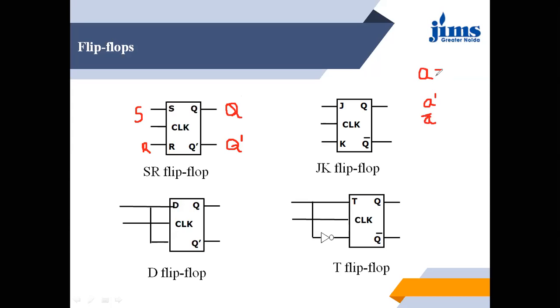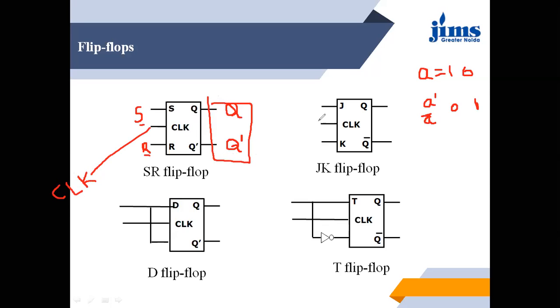So if the value of A is 1, then the value of A bar is 0. If the value of A is 0, then the value of A bar is 1. So there are two outputs, and those are complementary to each other. There are two inputs, S and R, and the third one you can see is a clock pulse, based on which the values are going to be changed in the flip-flops.